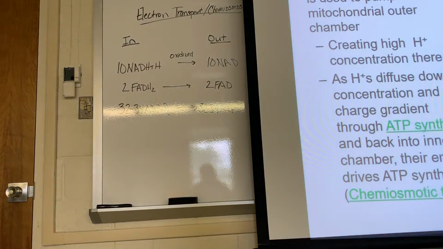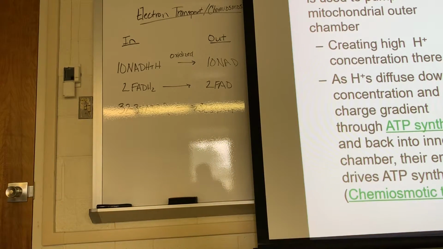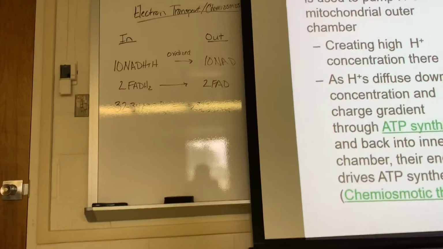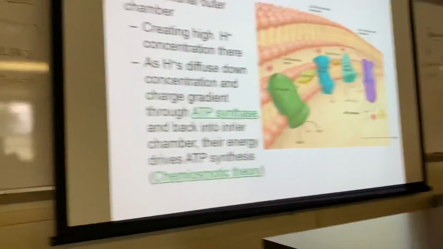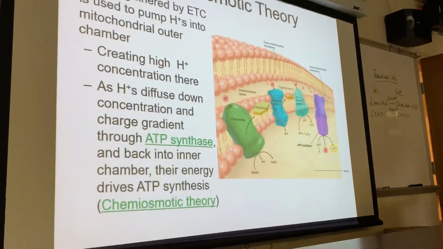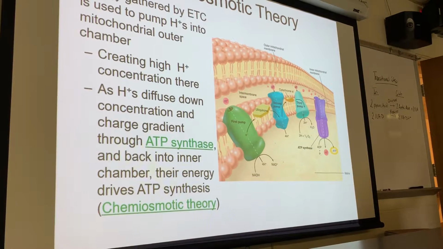So in total, if we produce 32 to 34 ATP in this process, how many did we produce in glycolysis again? How many ATP in glycolysis? 2. How many in Krebs? 2. So that's a total of 4 additional ones. So we have the potential per glucose molecule to make about 36 to 38 ATPs.